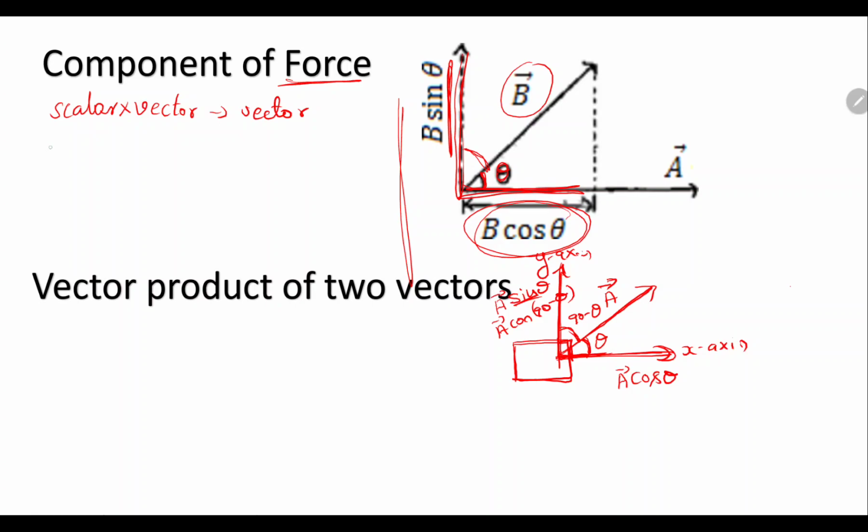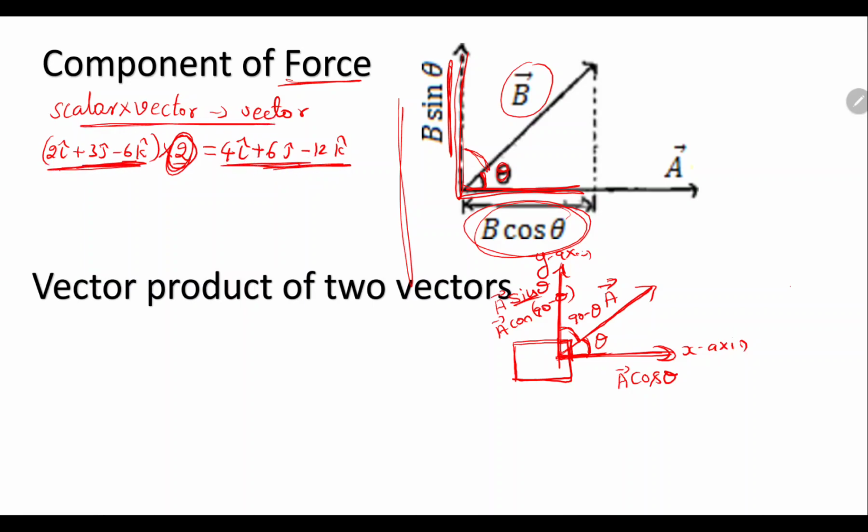Okay, I can give you an example. Let me take 2i cap plus 3j cap minus 6k cap, which is a vector. It is multiplied by a scalar, that is 2. So what do you get? 2 2s are 4i cap plus 3 2s are 6j cap minus 6 2s are 12k cap, right? So this is a vector again. So when a scalar is multiplied with a vector, you will get a vector again. So you should know this.